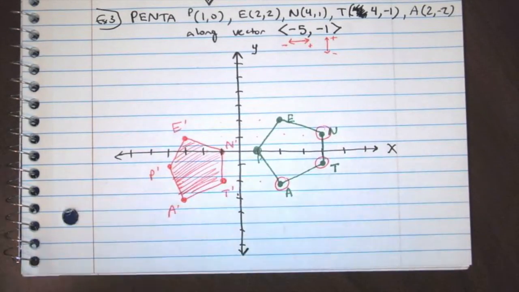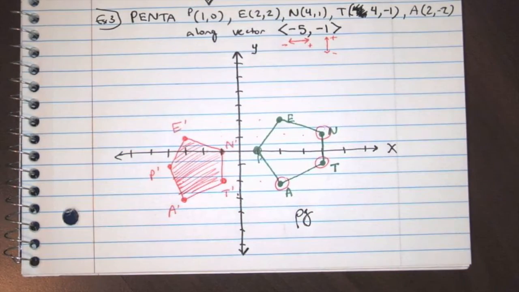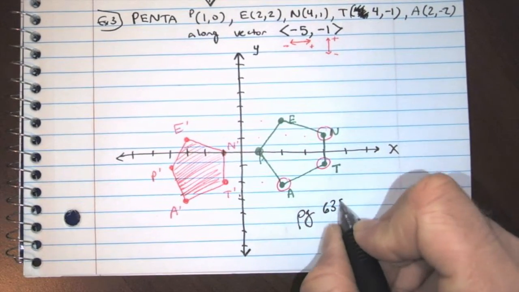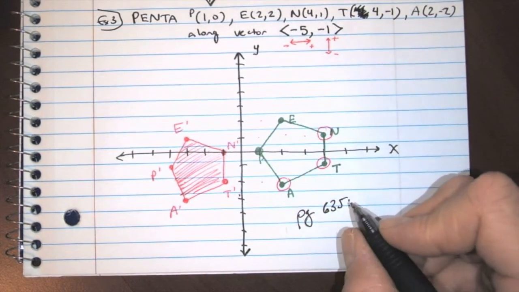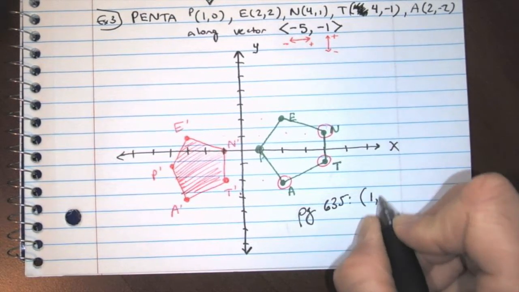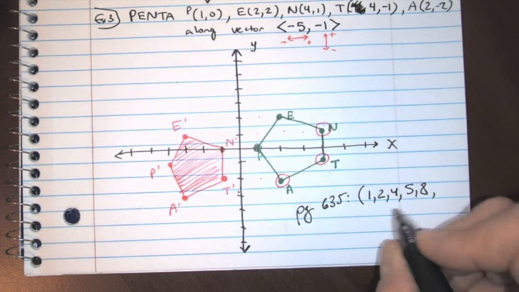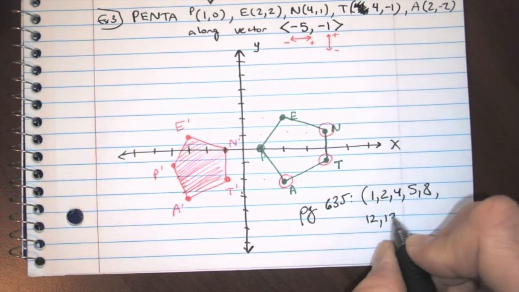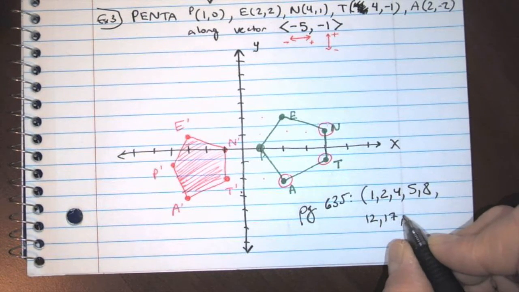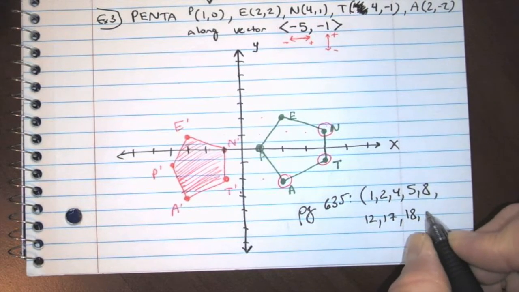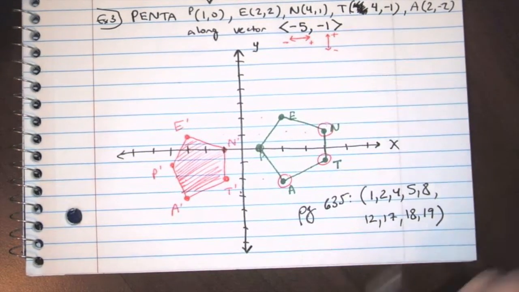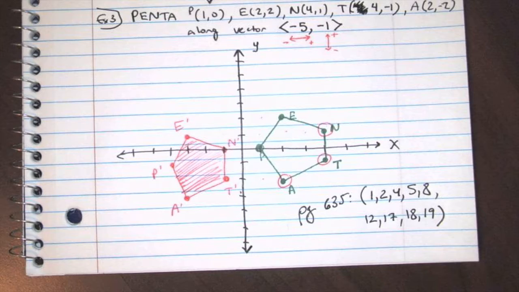Your homework can be found on page 635. Let's hit problems 1, 2, 4, 5, 8, 12, 17, 18, and 19. Graph paper will help. A ruler, a straight edge, that will definitely help. And folks, we'll see you next time.